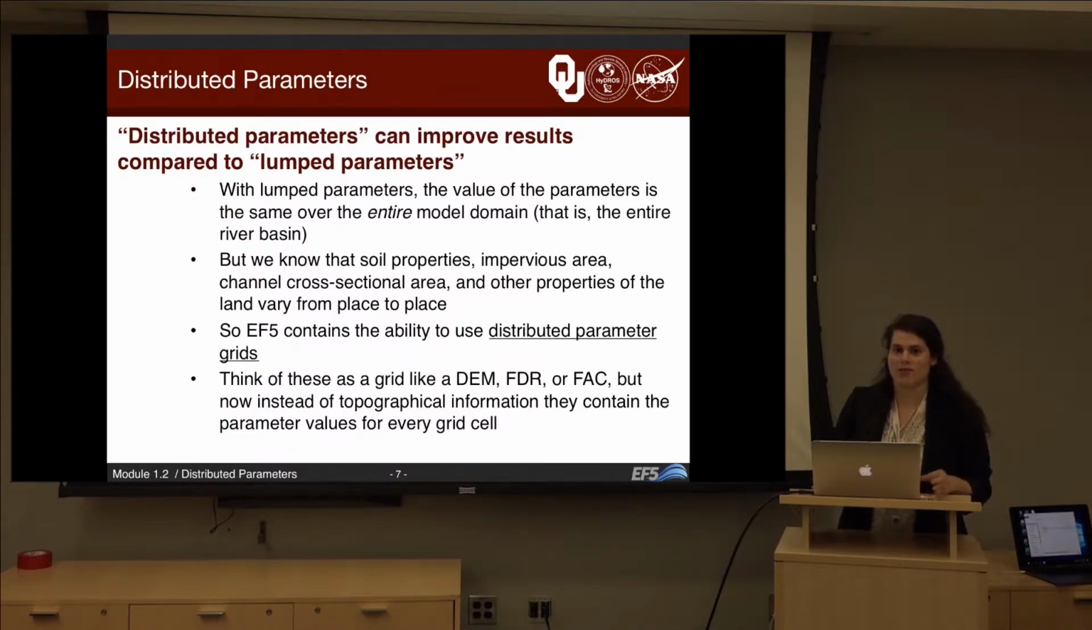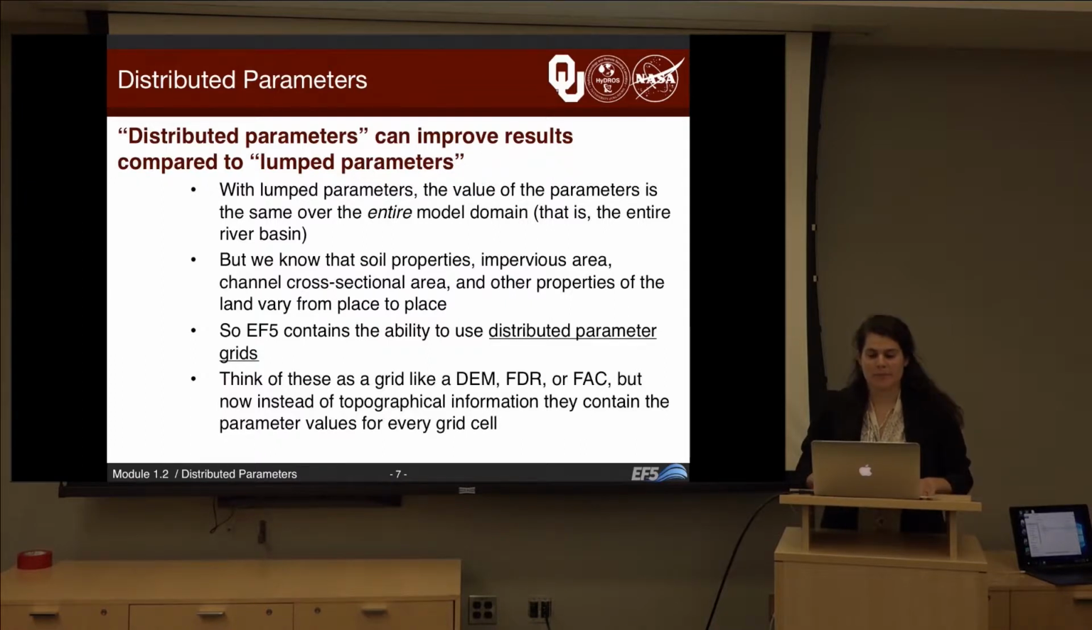So now we're going to be talking about distributed parameters. Distributed parameters can improve results compared to lumped parameters, or those continuous values over a river basin. With lumped parameters, the value of the parameters is the same over the entire model domain. And in this case, we're talking about the river basin. However, we know that soil properties, impervious area, channel cross-sectional area, and other properties of the land vary from place to place. However, with EF5, it has the ability to use distributed parameter grids so that we can independently model the land variability of the river basin.